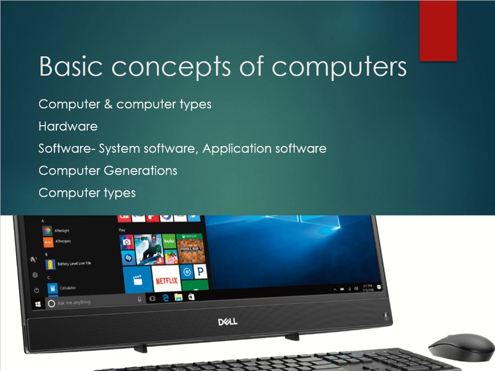Under these titles: computer and computer types, hardware, software. There are some categories under this software title: system software and application software, and then computer generations, then computer types.